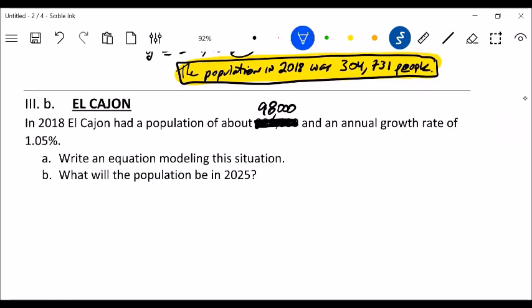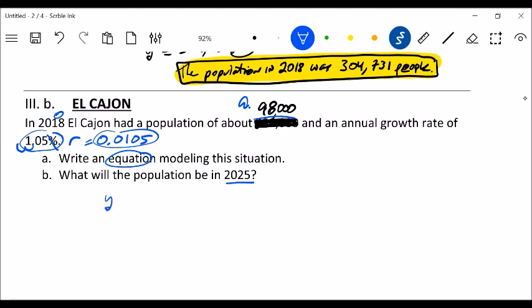So in 2018, that's the 0 year, and it's 98,000. And we're going to write an equation and look at the population in 2025. So this is the percent, so that's our R, but we have to move the decimal 2 times and get rid of the percent. So we have 0.0105. That is going to be the number that we're going to use for R. We have to take the percent and change it to a decimal. This is the A, the original amount.